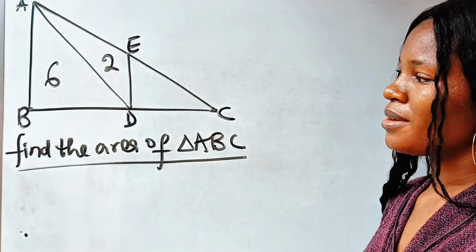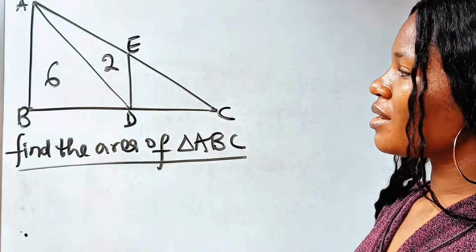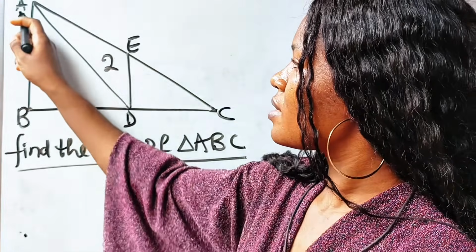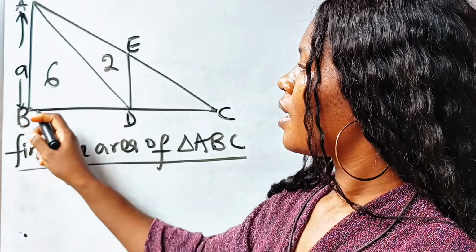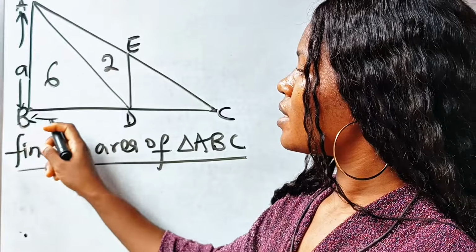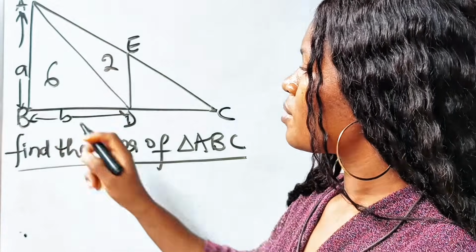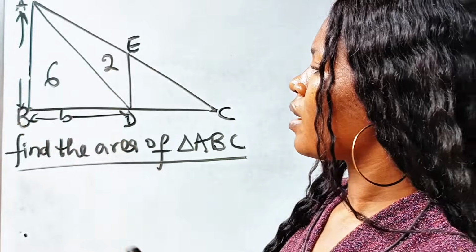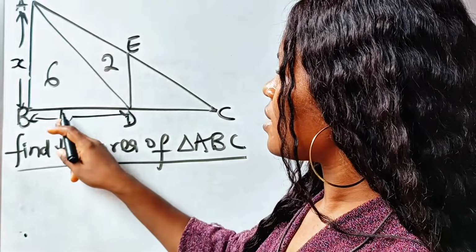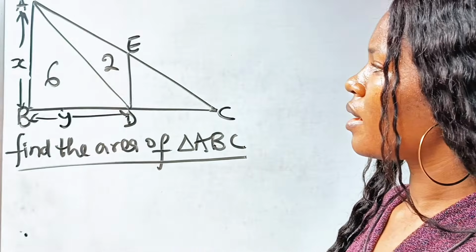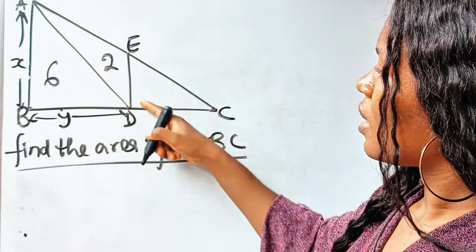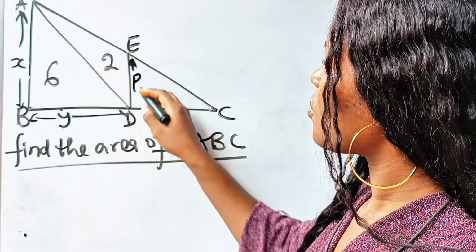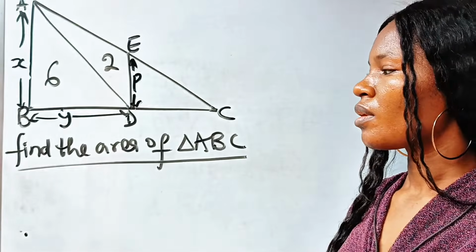So what we are going to do is simple. Let's consider triangle ABD. Let's call this length X and this length Y. Now from here to here, E and D, let's call the length P.